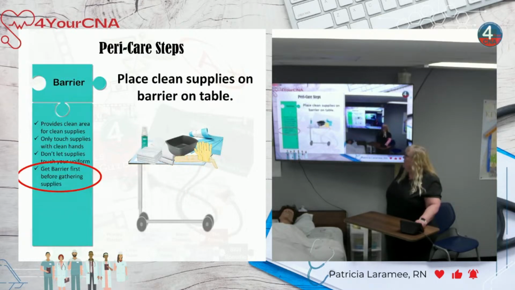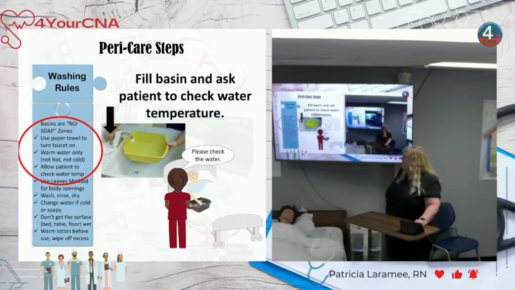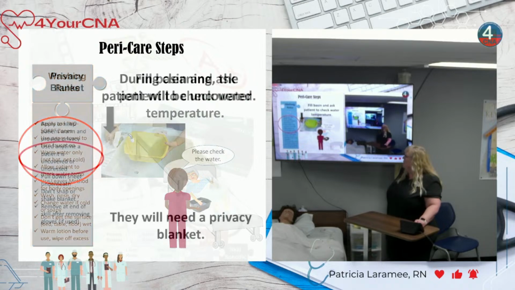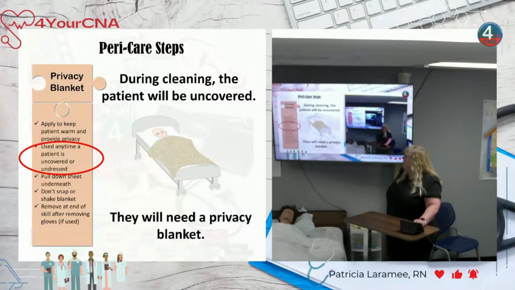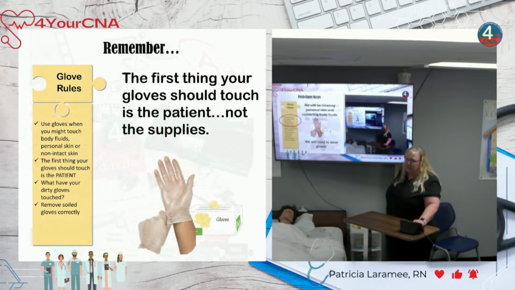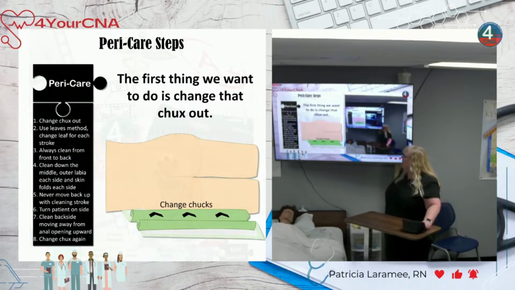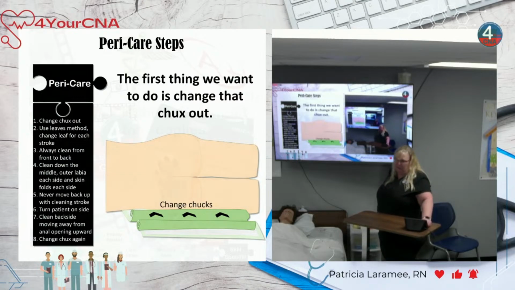We'll put a barrier on the table. We'll go get our supplies, including gloves, but we're not going to put them on yet. We want to fill the basin up with water. We're going to let the patient check it too. Put a privacy blanket over the patient and pull the sheet down underneath. And then we're ready to apply our gloves. We're going to expose the patient, but only the area that we need to expose. You want to try to keep your exposure to a minimum.